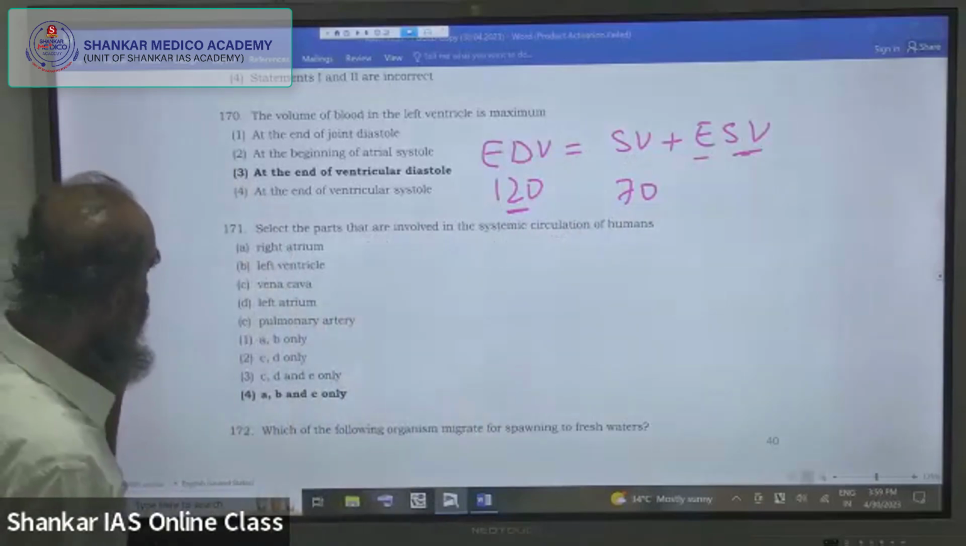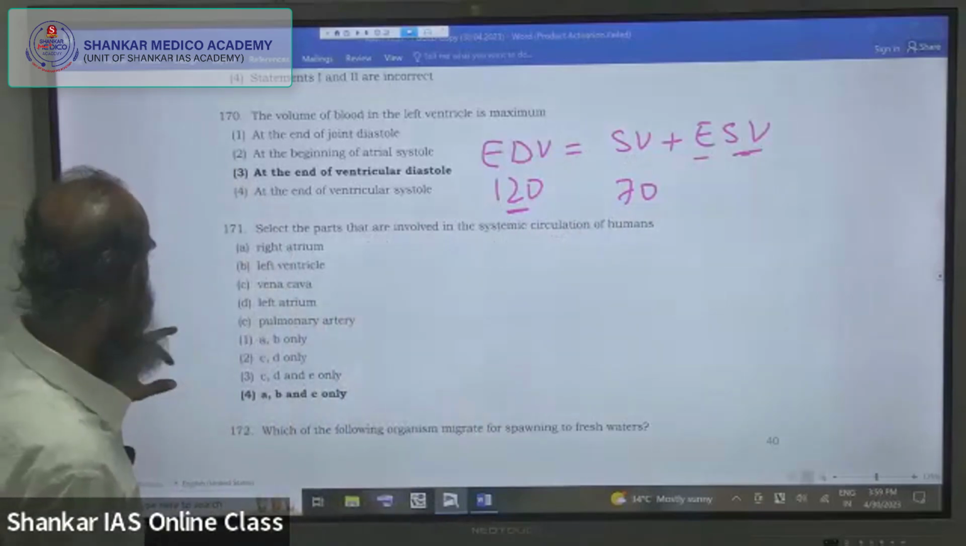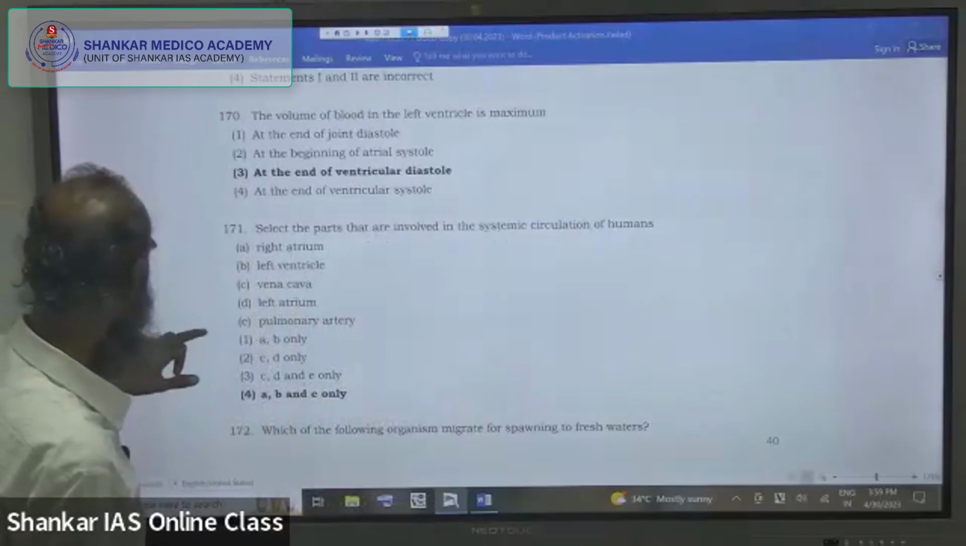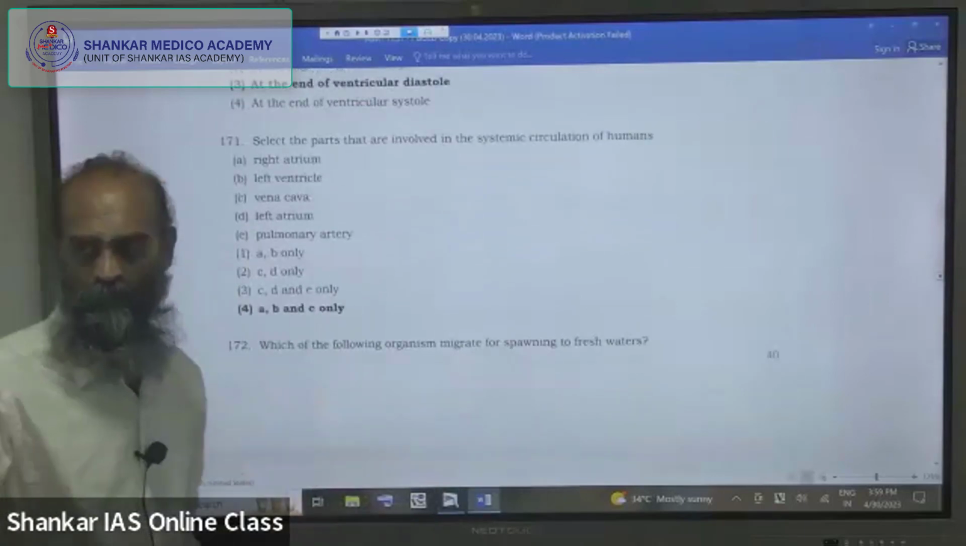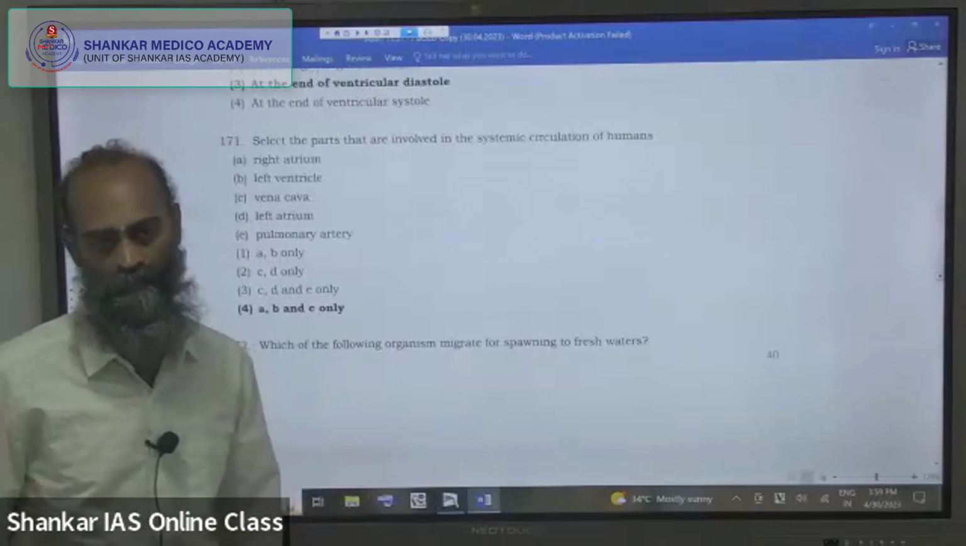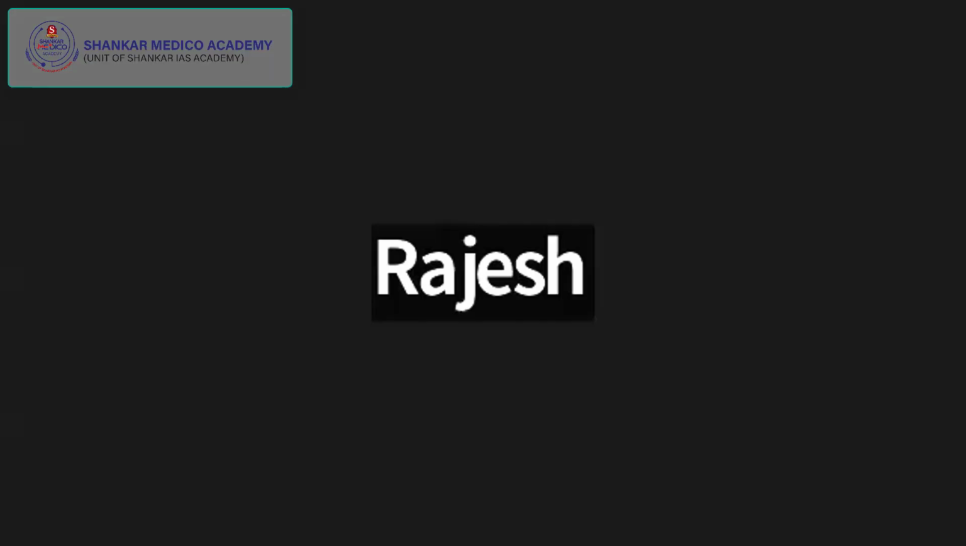Select the parts that are involved in the systemic circulation of humans. Systemic circulation will start from where? Lungs.